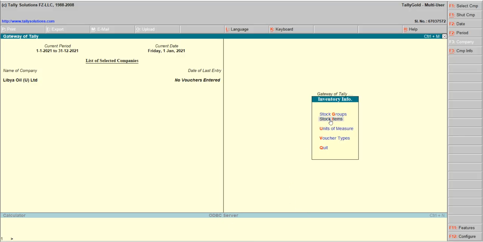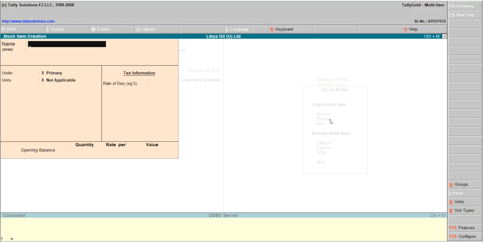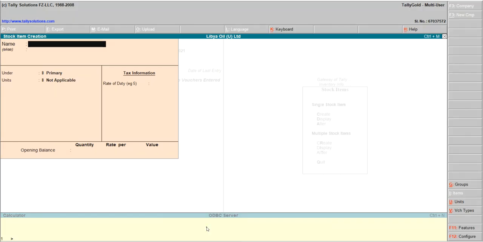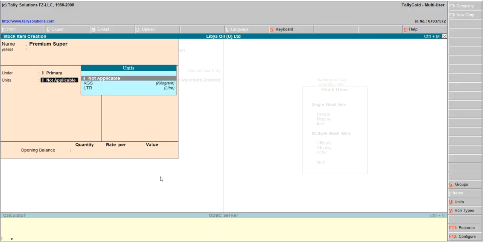Go back to stock items. Stock groups, we don't have stock groups, so we are not going to use stock groups. Stock items, single create. So we are going to enter these stock items: premium, super, hydraulic, brake fluid, and then coolant, one by one. So premium super first. There is no group, so under we are going to use primary. Units, this is liters.